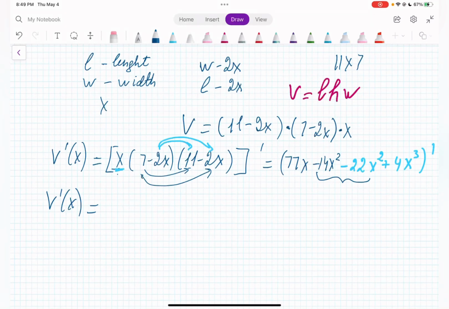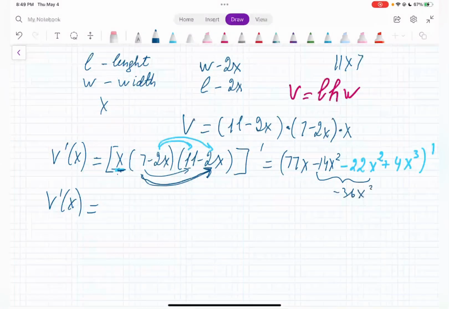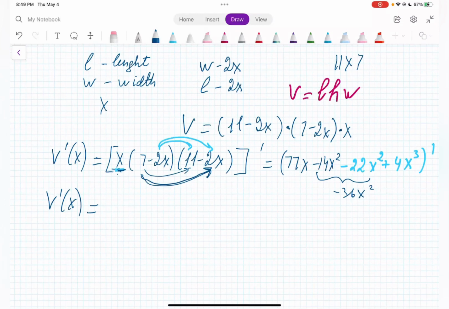This is this one: 14x, and this x will be squared. So negative 14, negative 22, it's going to be negative 36x squared. I won't rewrite this expression again. I'll just use 77x minus 36x squared plus 4x cubed. So let's take the derivative. The derivative of 77x is going to be 77. The derivative of negative 36x squared is going to be 2 comes in front, times 36, 72x, and plus 12x squared. Okay, so we set this to 0.